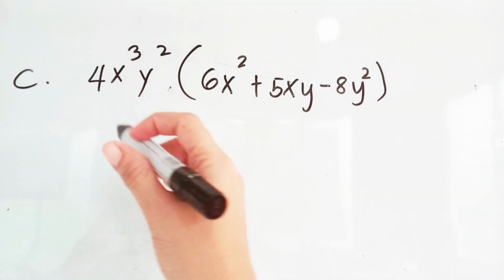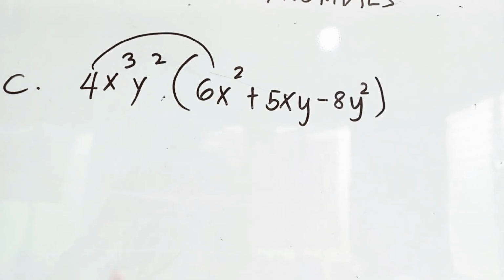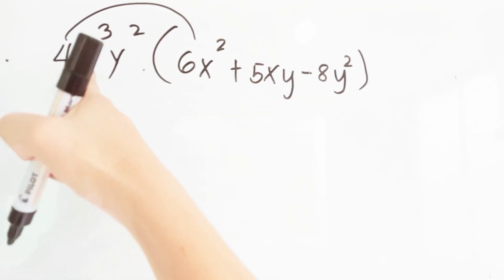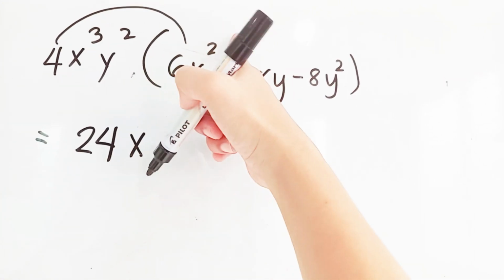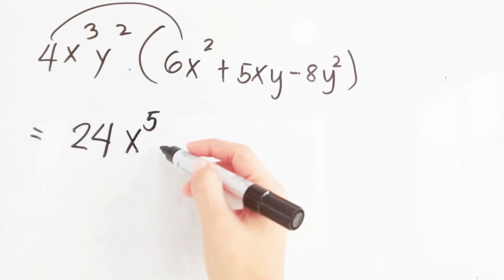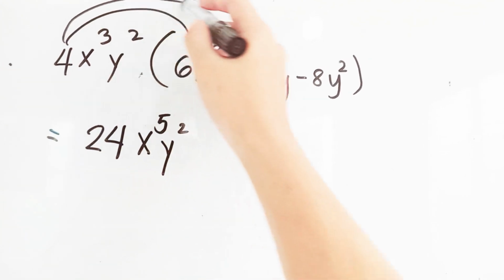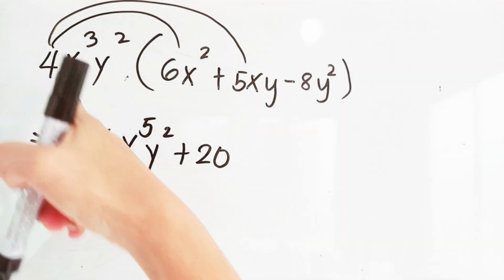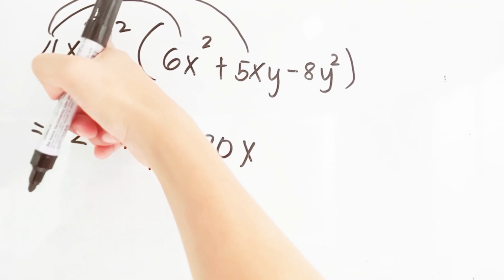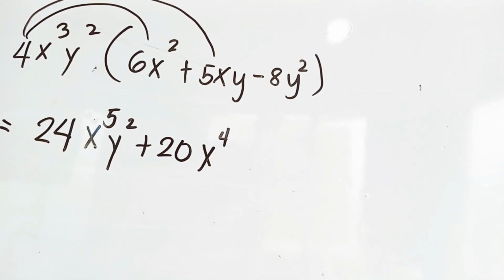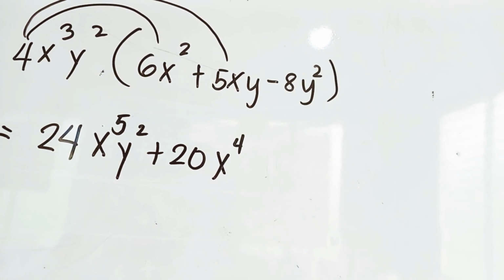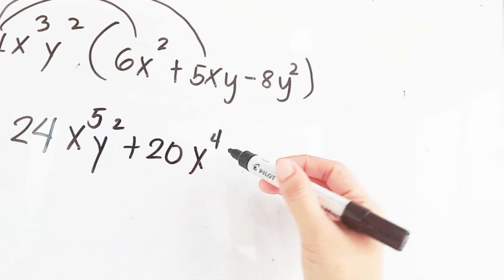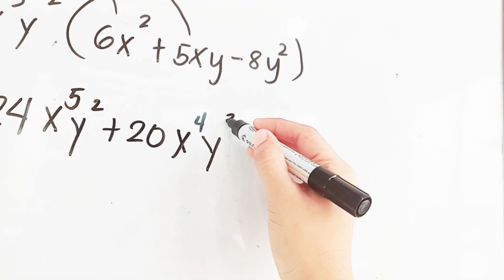So same process, let's distribute. Okay, multiply 4 times 6, that is 24. Okay, and then the exponent of x, 3 plus 2, that is 5. Copy y squared. Okay, let's go to the next. 4 times 5, that is positive 20. Look at the variable x times x. So copy x, 3 plus 1, that is 4. So in multiplying exponents, you will add the exponents. Okay, so another, copy y, 2 plus 1, that is 3.